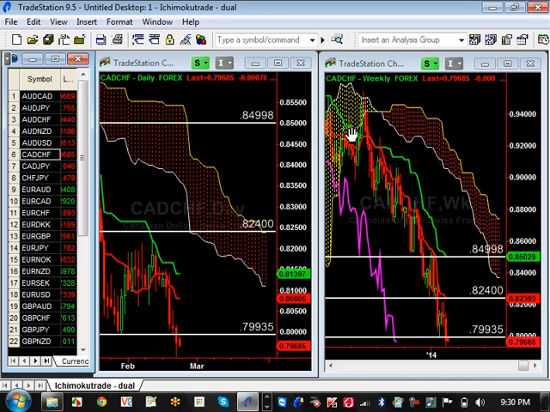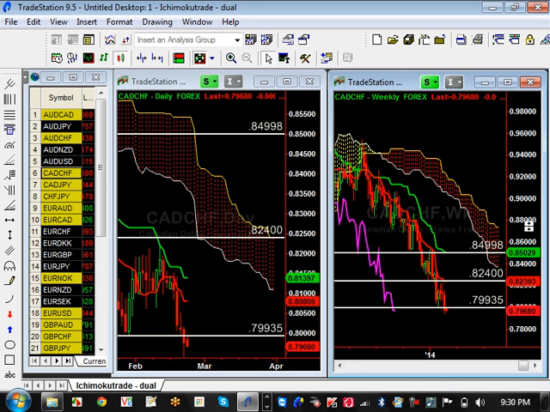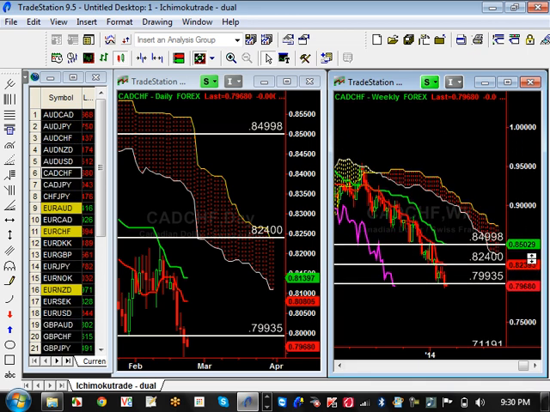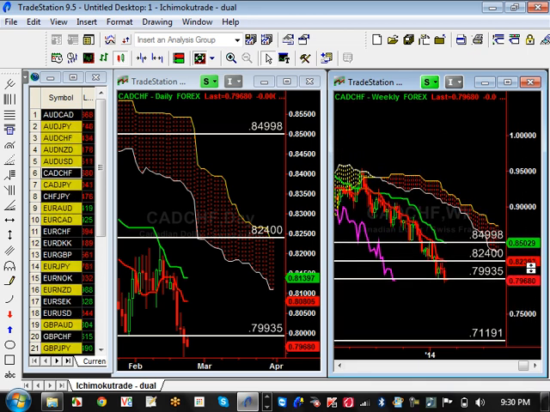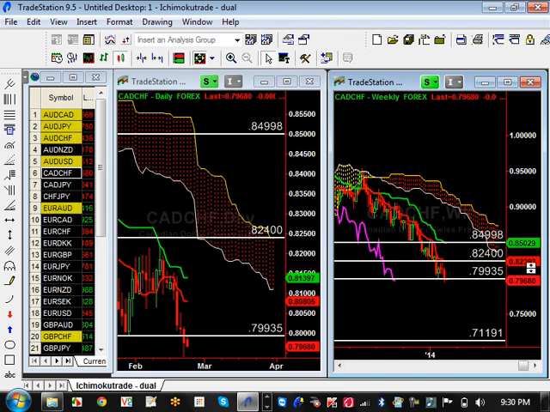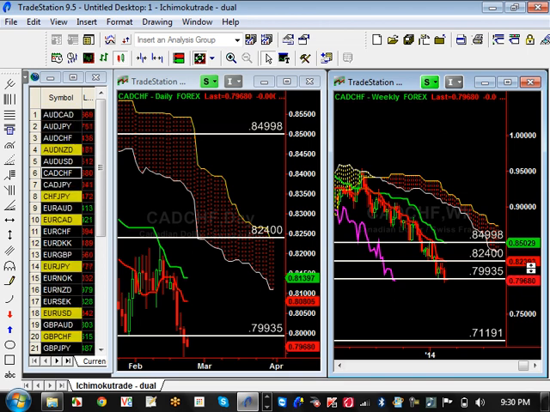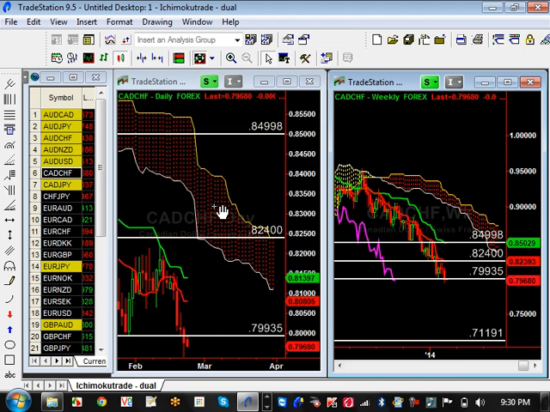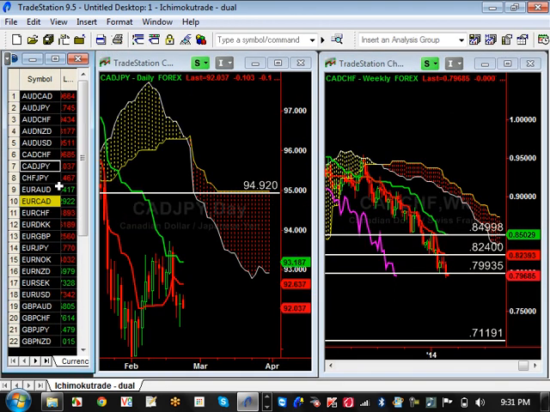CAD Swissy here is bearish trending on both the daily and weekly. It's broken through a support at 79.93, and it does have a high probability still, believe it or not, of slowly making its way down to 71.19. But we have to see a follow through here. Actually, it hasn't broken; it's right at it. So you have to see this thing break this support level of 79.93. If it does, then it has a possibility of another 800 pips to the downside.